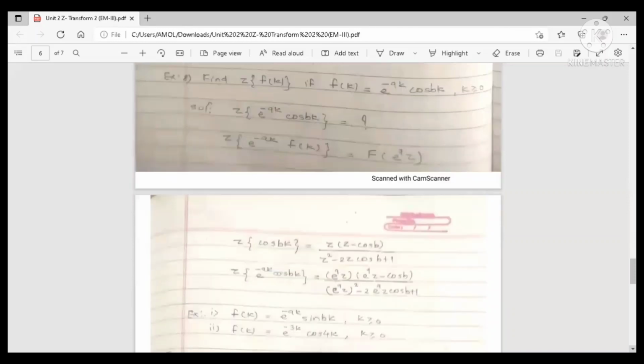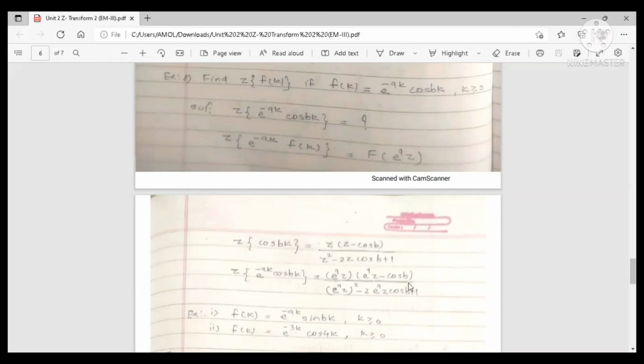To use this property here, now if we compare the given sequence with the sequence in the formula, e raised to minus ak into f of k with e raised to minus ak into cos bk, then the value of f of k is here cos bk, and the Z transform of cos bk is nothing but z into bracket z minus cos b upon z square minus 2z cos b plus 1.